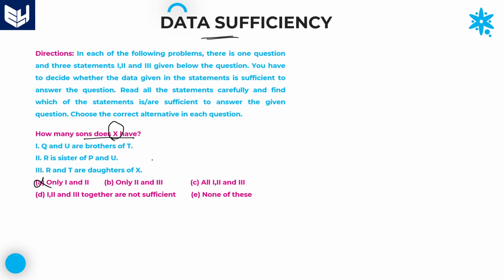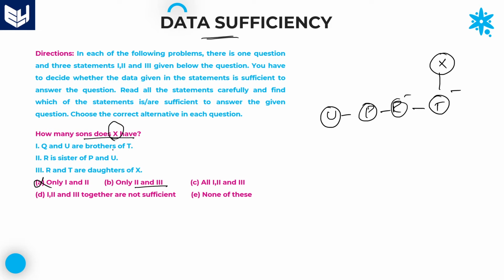Now let's see 2 and 3. Option B is 2 and 3. In 3 we have X, so you can combine both. R is the sister of P and U. It means that both P and U are siblings to this R. These three members are siblings. And the third one is R and T, who are daughters of X. These two members are daughters of X.